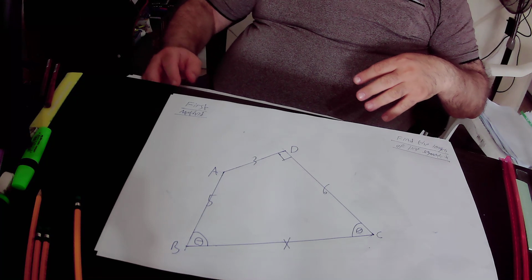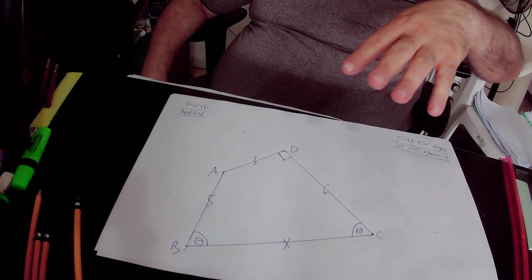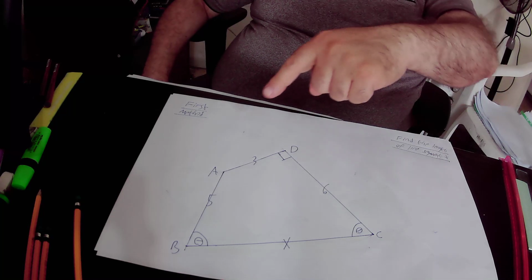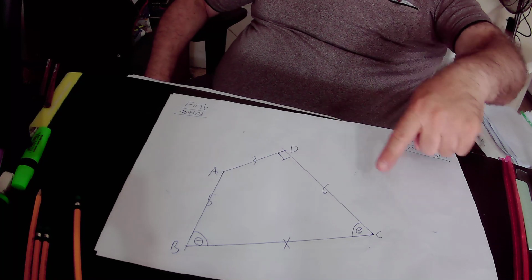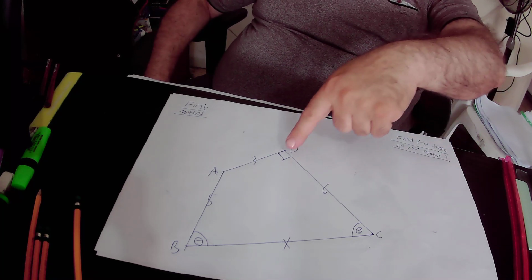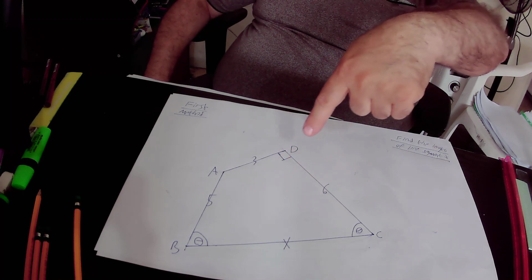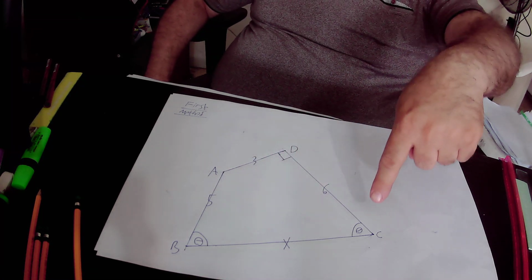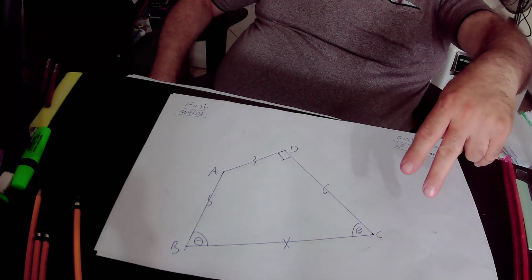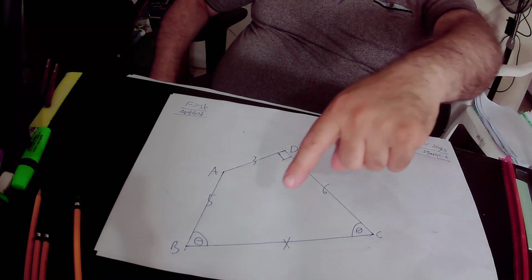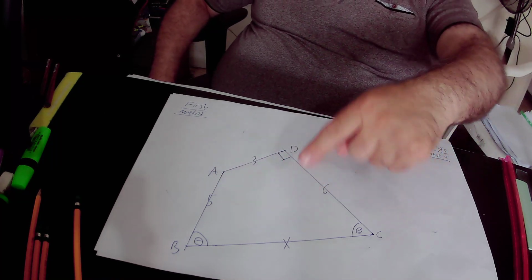Hello, in this lecture we'll find out the length of line segment X using two different methods. In the drawing we have quadrilateral ABCD. We know that side AD equals 3 units, side AB equals 5 units, side DC equals 6 units, angle ADC equals 90 degrees, angle ABC equals angle DCB equals theta, and we want to find the length of side BC. This is actually X, according to what is given in the question.